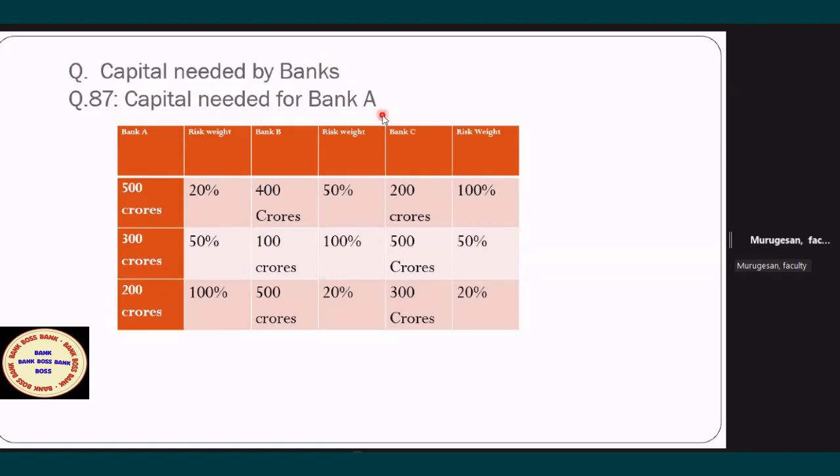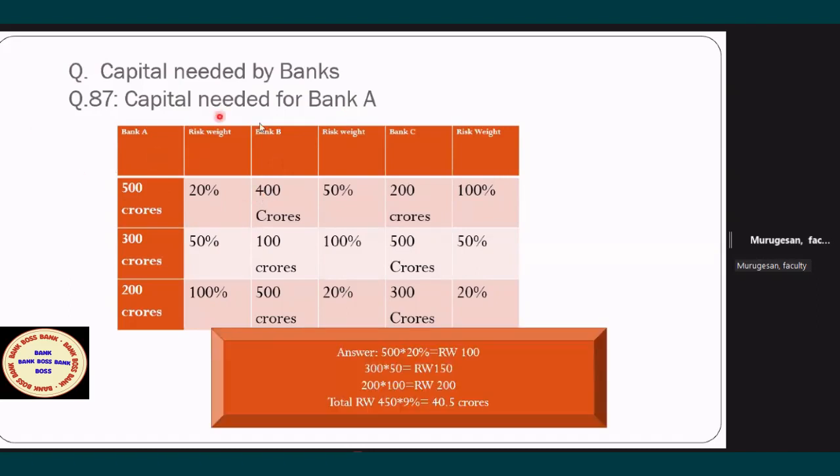The capital needed for a bank, you have to find out the risk weight. How to find out the risk weight? 500 into 20%. For every bank, you can calculate like that. Only one example I will tell you. Yes, the question is, for bank A we will calculate. They may give this for 3 banks also, a 5-mark question also. But this sample is a simple question. You will know how simple it is.